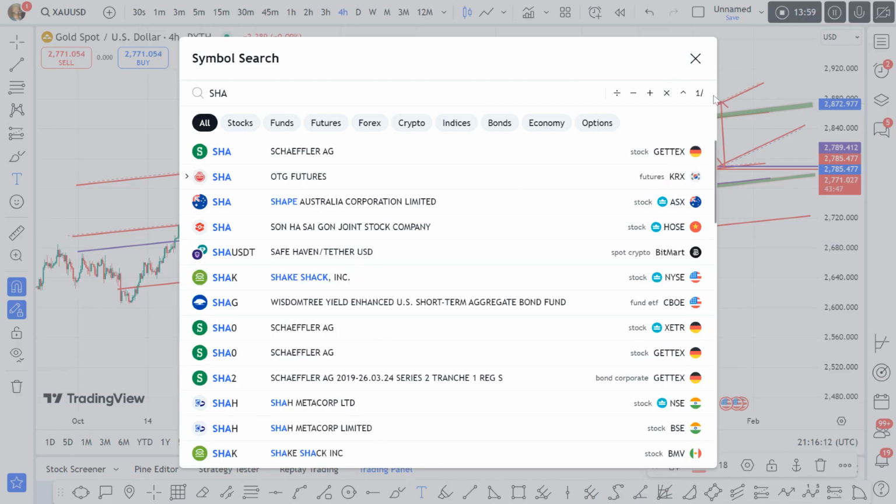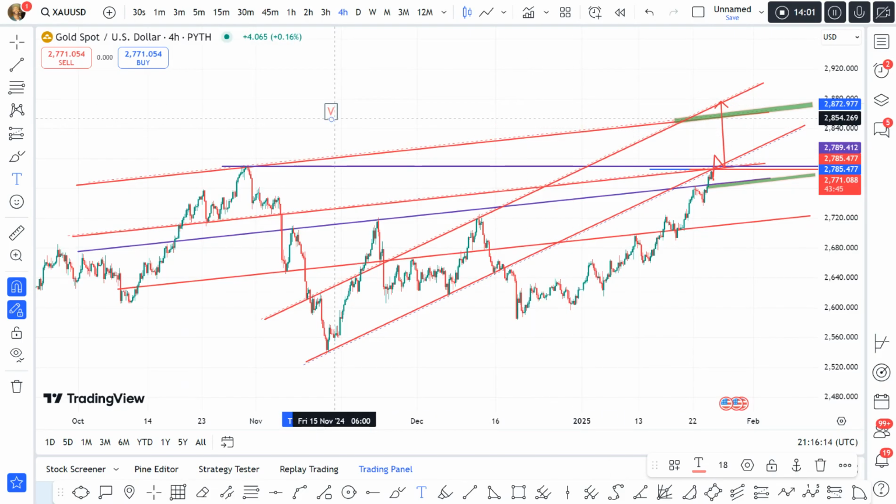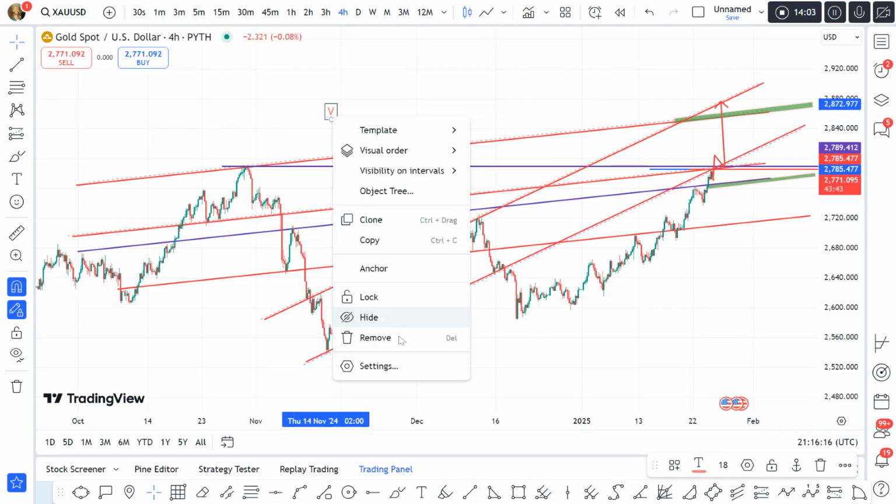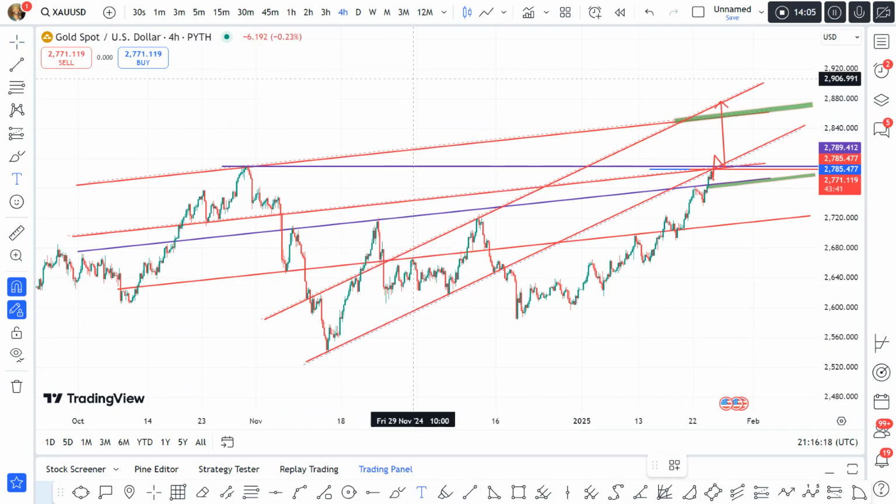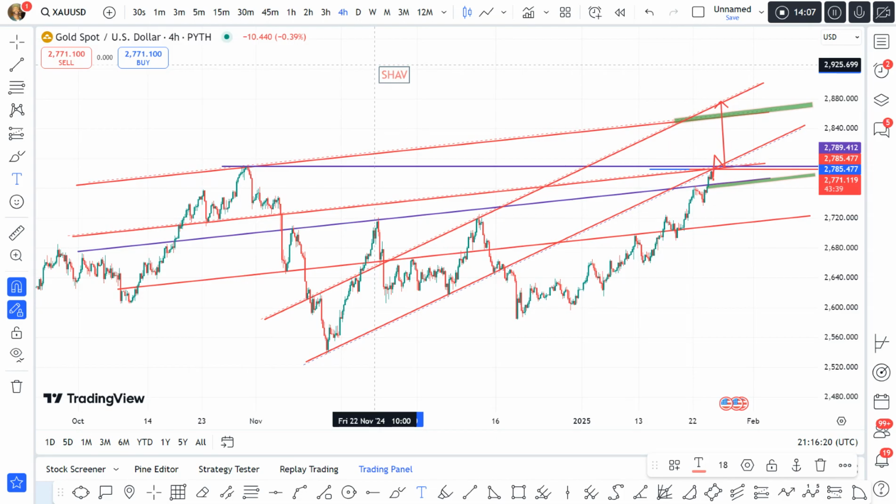So we are done with gold and we are going to look at silver, and after that we begin to look at other pairs on the weekend. We look at crypto and see what they are doing over there. So this is what we have.